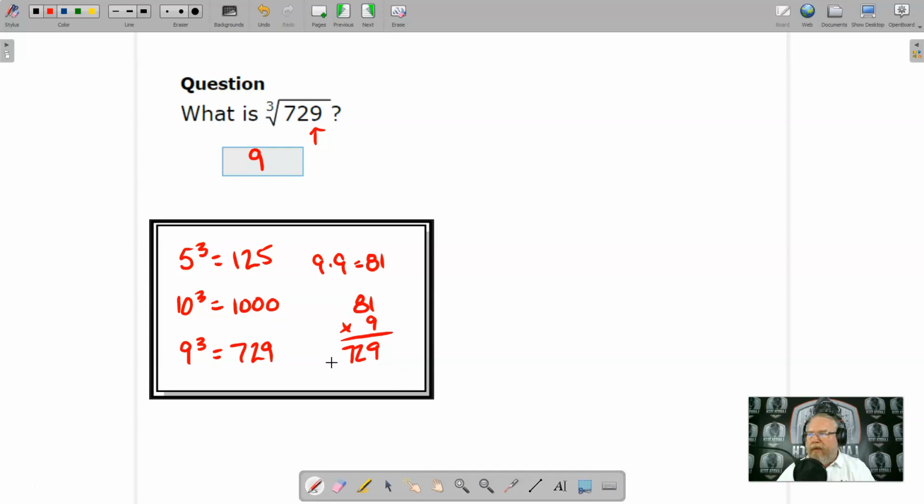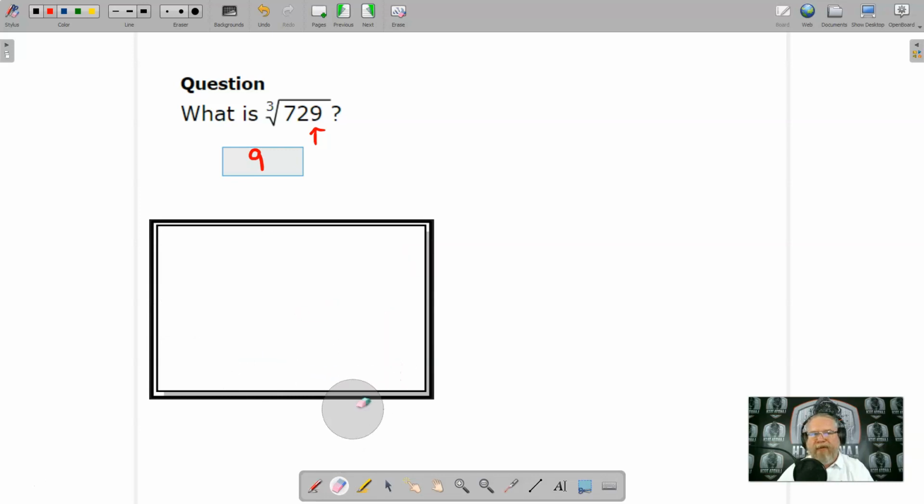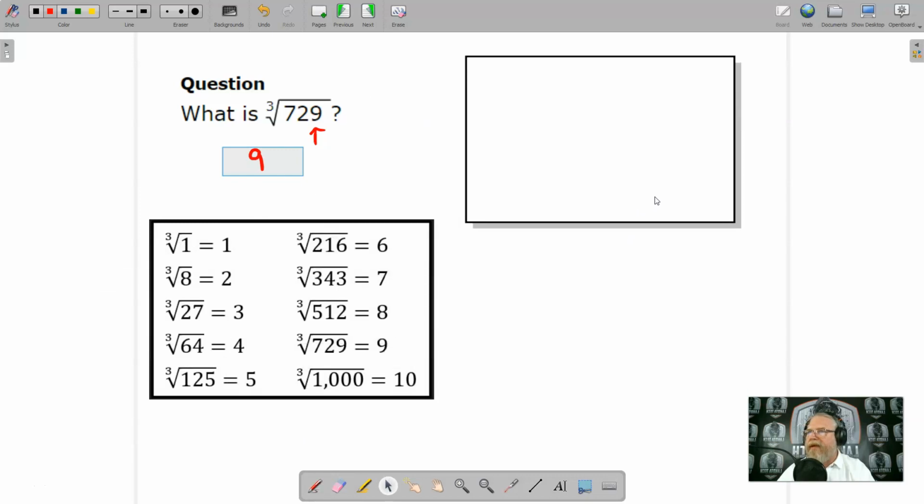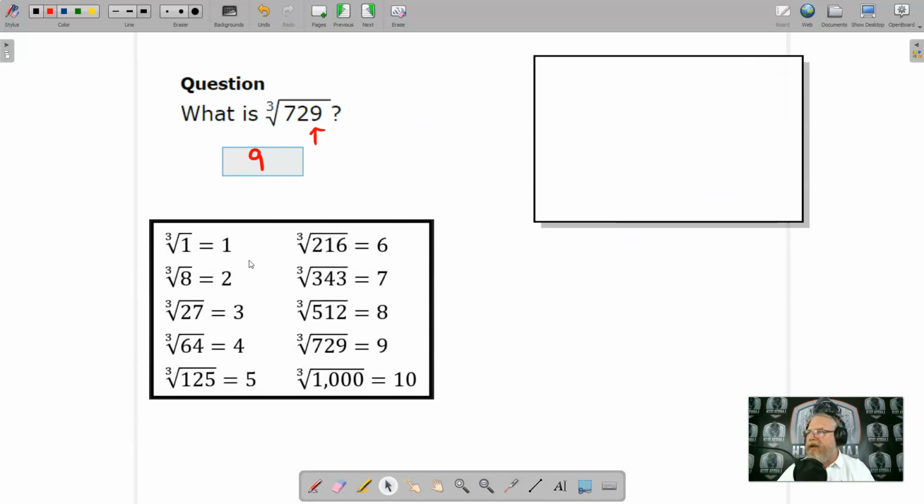Now, there is another way I could have done this, and that would be to find a list of perfect cubes. And so I've done just that here. I've included a list of perfect cubes that we have here. The cube root of 1 is 1. Cube root of 8 is 2. Cube root of 27 is 3. These are some of the easier ones.